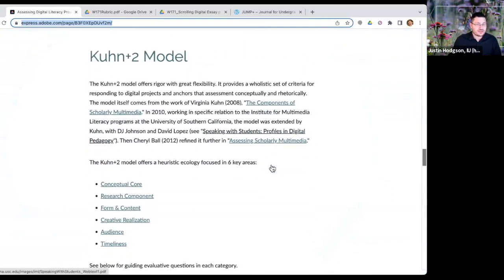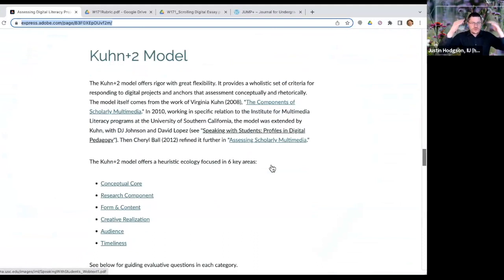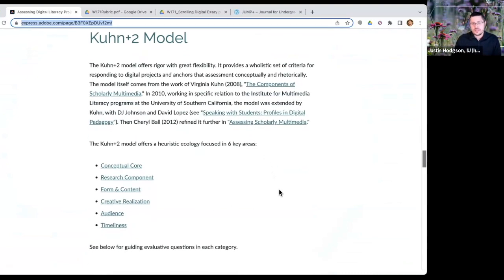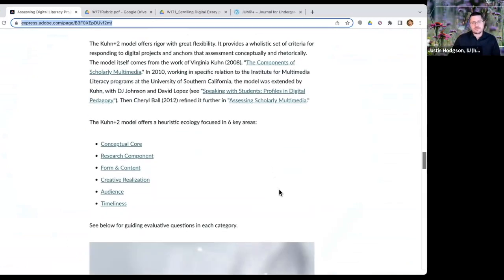One of my favorite models, and I use this a lot, and you'll notice these get more and more complex. First, the students offer their own evaluative criteria. Then it's genre analysis criteria. And then more recently, we've been doing a lot with the Kuhn +2 model, which comes from the work of Virginia Kuhn at USC, Southern Cal, and various other folks over the years who have refined and evolved this project. It's meant to be a general heuristic for thinking about different kinds of projects. It comes from their Institute for Multimedia Literacy.